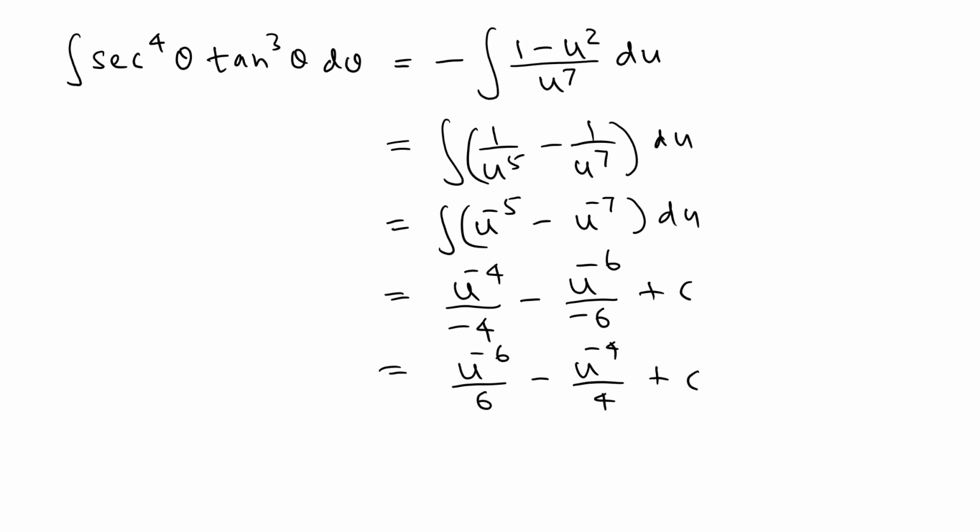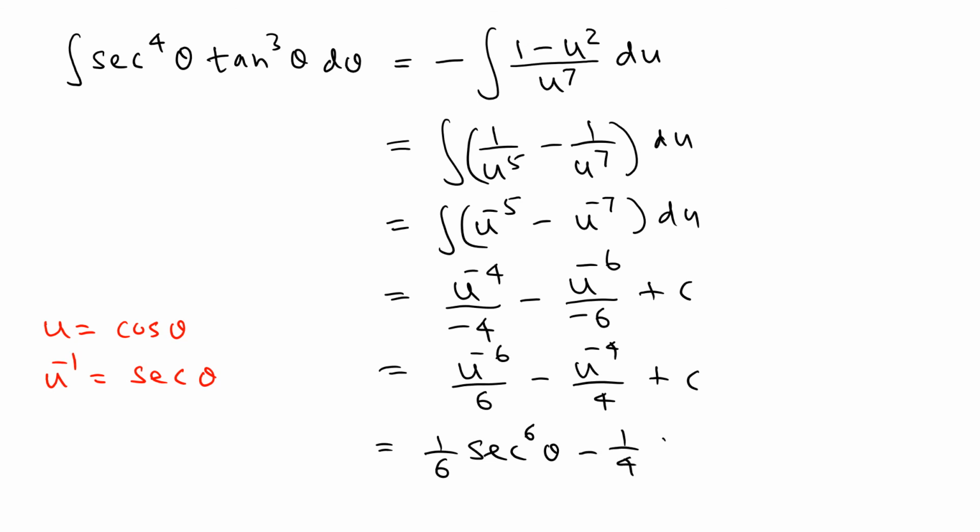Now since u equals cosine theta, you can see that u to the negative 1 is equal to secant theta. So that means you're going to get 1/6 secant^6 theta minus 1/4 secant^4 theta plus c, as expected. So these are the 8 different ways to integrate secant^4 theta tan^3 theta d theta.